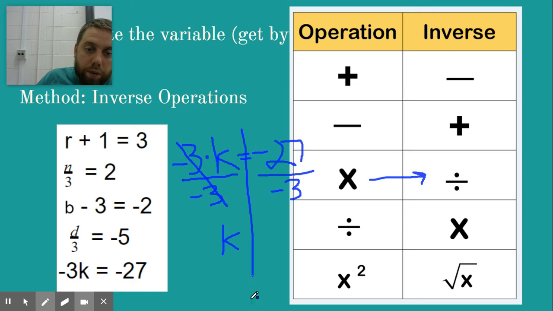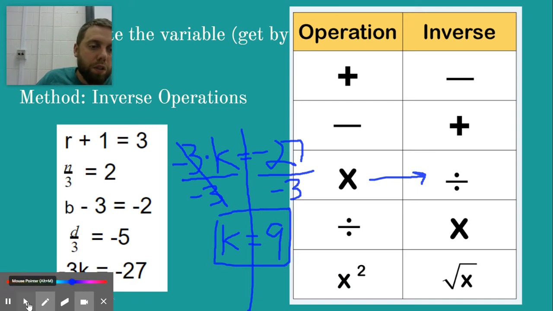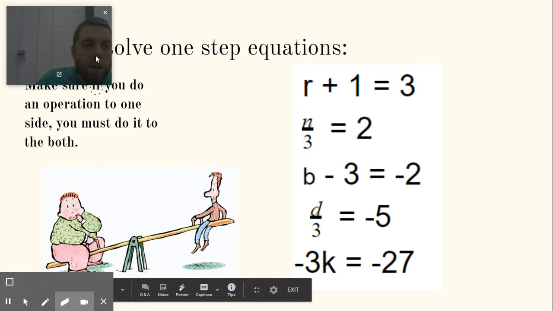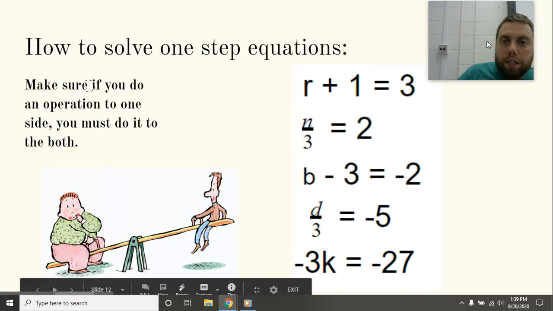Okay, and we have two sides. I need to try to remember to draw that line. And over here we have a negative divided by a negative, which gives us a positive answer. 27 divided by 3 is 9. 9 times 3 is 27. 27 divided by 3 is 9. And we're done because we've isolated our variable. Cool.